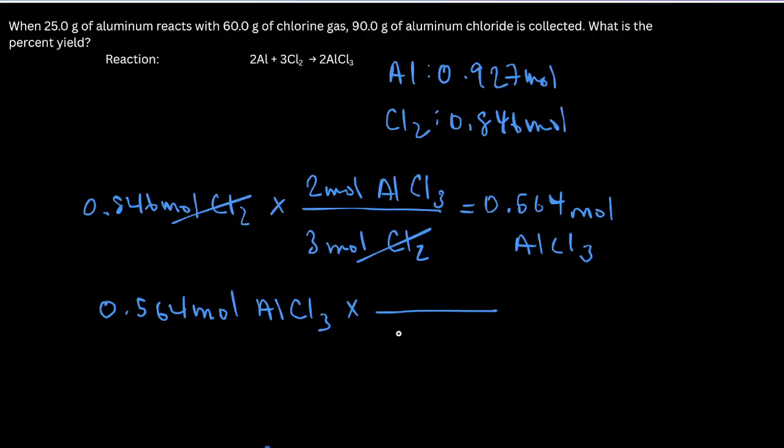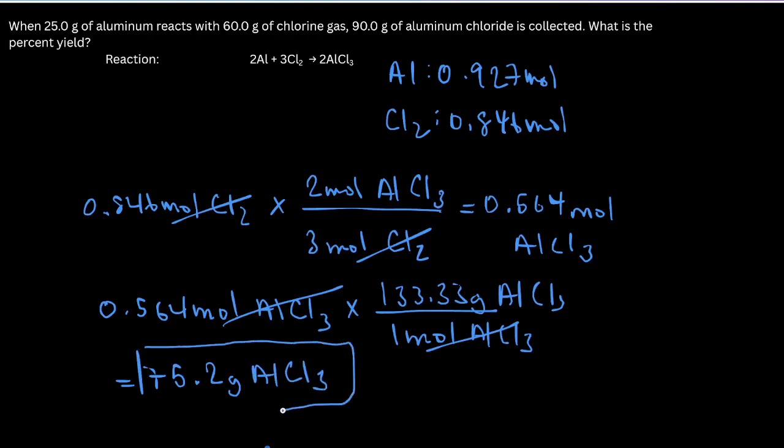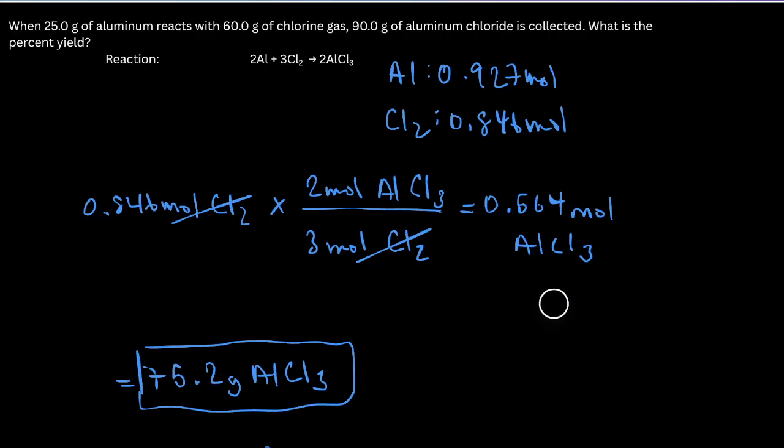So, if we do that, we see that for every 1 mole of aluminum chloride, we actually have 133.33 grams of AlCl3. Canceling out our units of moles gives us an answer of 75.2 grams of AlCl3. This here is not our final answer, but it is our theoretical yield. That is how much we should be getting according to all this fancy stoichiometry math that we just did.